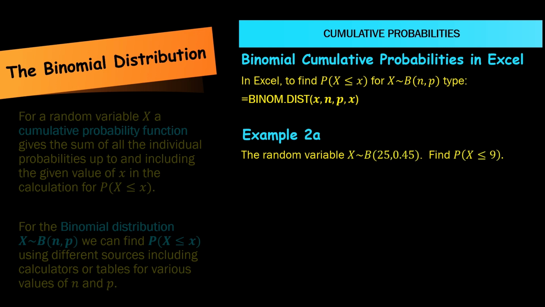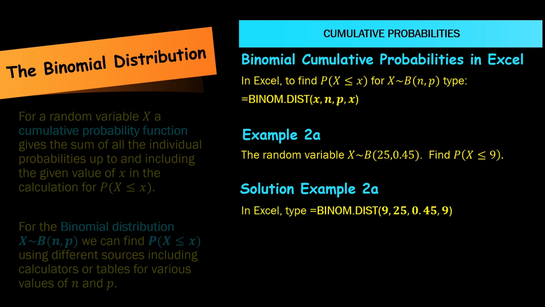So let's solve example 2 part A first. The random variable x is distributed binomially with n equals 25 and p equals 0.45. Find the probability that x is less than or equal to 9. So let's solve this.